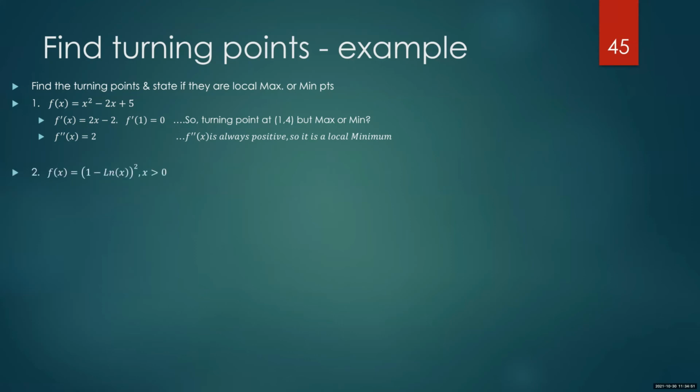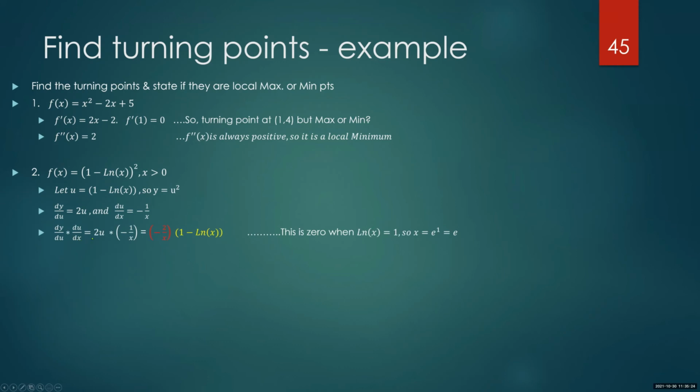So here's another example. What about f of x is equal to 1 minus the natural log of x, all squared? And we're specifying that x is greater than 0 because the log of negative numbers isn't defined. So we're going to differentiate it, and we're going to use the chain rule. Let u be 1 minus the natural log of x, so y is equal to u squared. dy du is 2u, and du dx is equal to minus 1 over x. So dy du by du dx is equal to 2u by minus 1 over x, and that's equal to minus 2 over x by 1 minus the natural log of x.